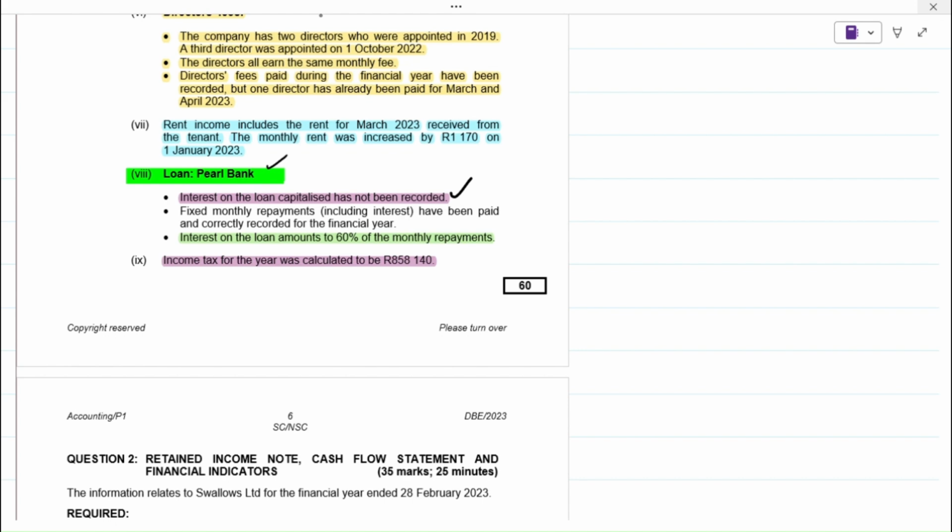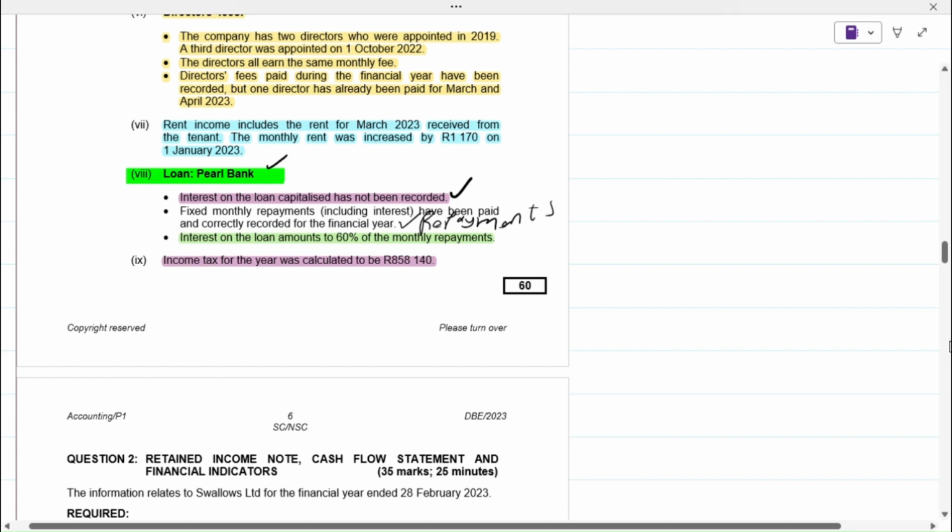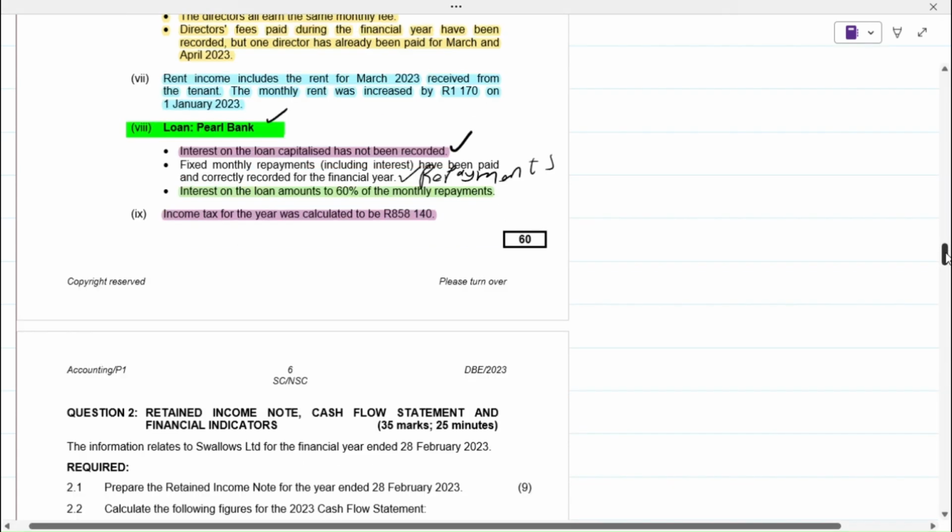So this is my interest capitalized, and then what do they say? They say fixed monthly repayments, including interest, have been paid and correctly recorded for the financial year. So these are our repayments; they have been made and recorded. They say interest on the loan amounts to 60% of the monthly repayments. Okay, a question like this is very interesting.